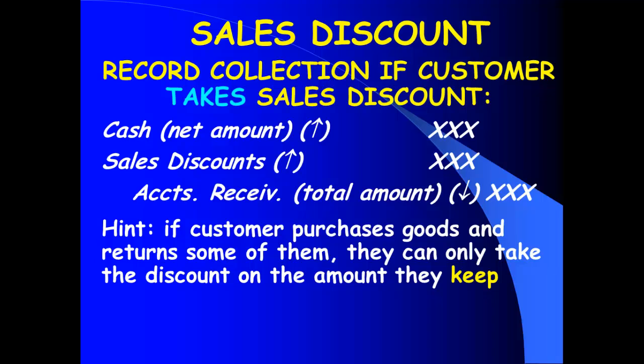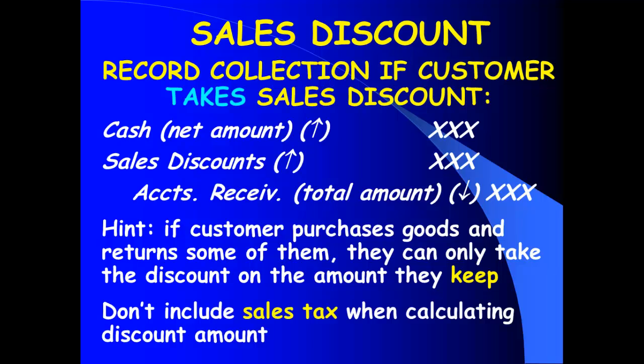What if we sold them $1,000 worth of merchandise on account and they brought back $900? So they only are paying me for the $100. When they go to calculate the discount, can they take the discount off the $1,000 or just off the $100? Just off the $100. But when you're calculating the discount amount, don't include the sales tax.